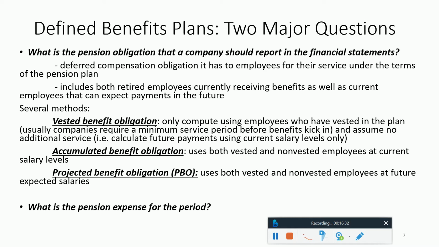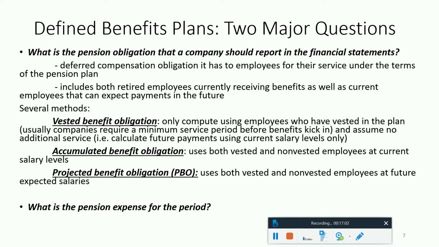So, because the accounting for defined contribution plans is so easy, what we're really going to be focusing on is the accounting for defined benefit plans. And when it comes to those defined benefit plans, there are two major questions that we need to answer. The first is, what pension obligation, aka the liability, should the company report in its financial statements? And the second question is, what is the pension expense for the period?